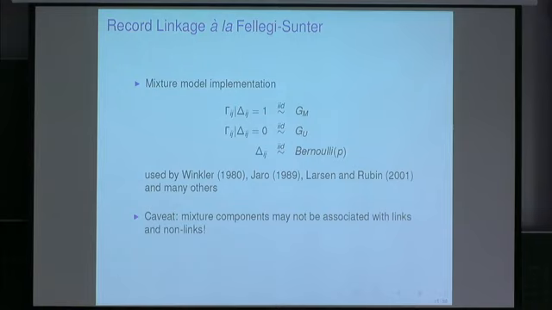So in particular, think of an extreme example where you are linking two files that actually don't have any overlap, right? If you run this approach, it is still going to give you two clusters. But the two clusters are not associated with links and non-links. And this problem is widely known. Bill Winkler has documented the problems of this approach.